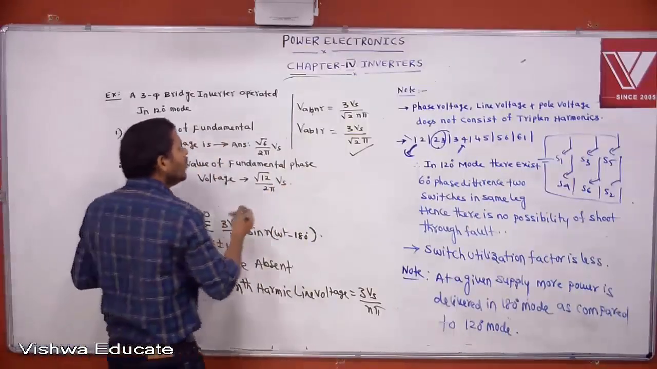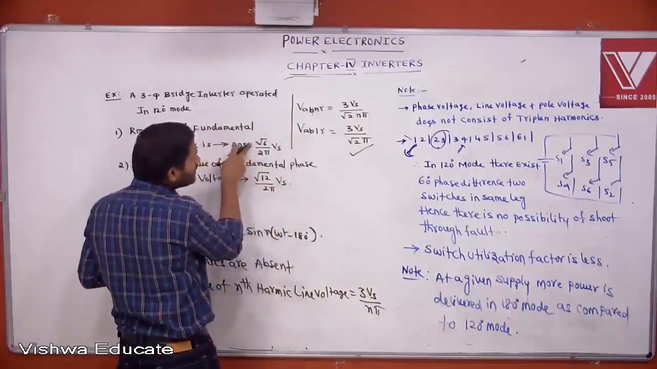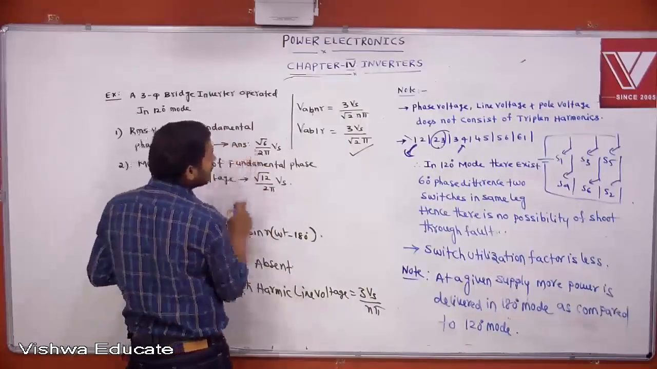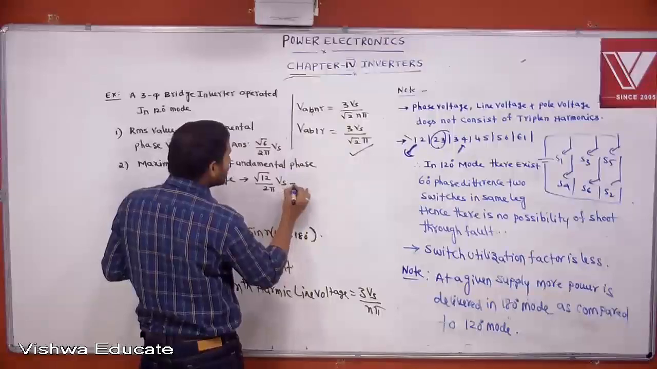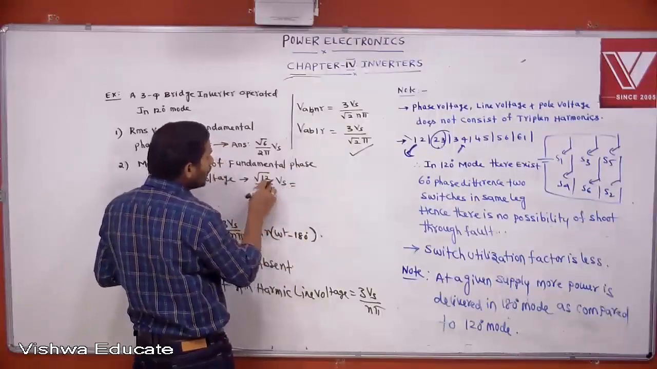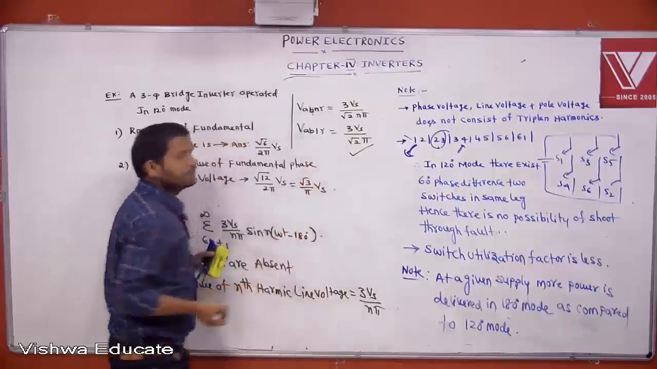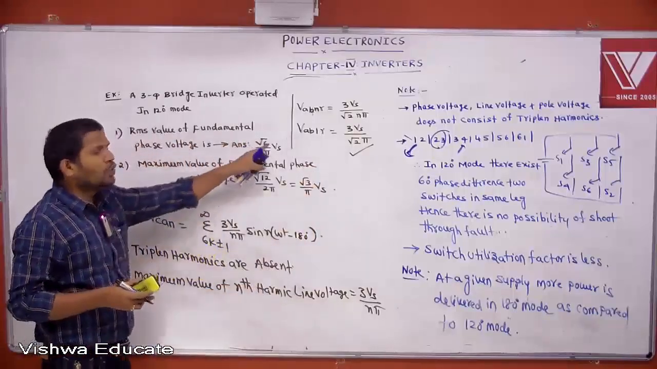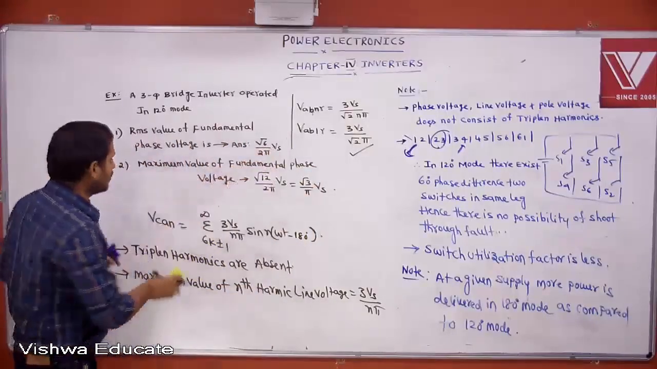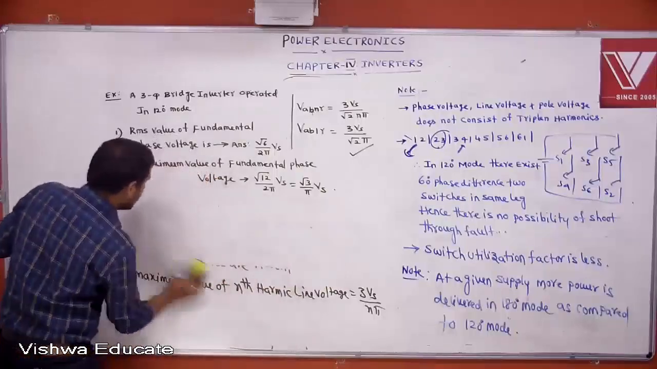Or you can also write like this. If you multiply with √2, √6 times √2 gives √12, and √12 means 2√3. So the 2 cancels, and we get √3/π into Vs. That is simple. I am multiplying the RMS value with √2, then we get the maximum value.